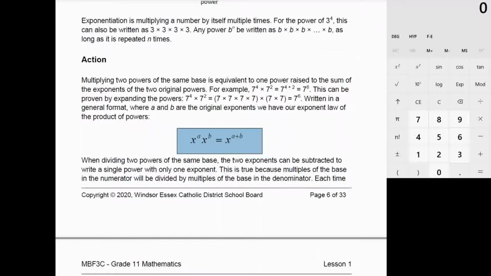So again, the first one is right here. It's called the exponent law of the product of powers. Product means multiplying. So here's power 1, here's power 2. We're multiplying them together. That's equivalent to adding the exponents and creating a new power with that sum being the exponent.